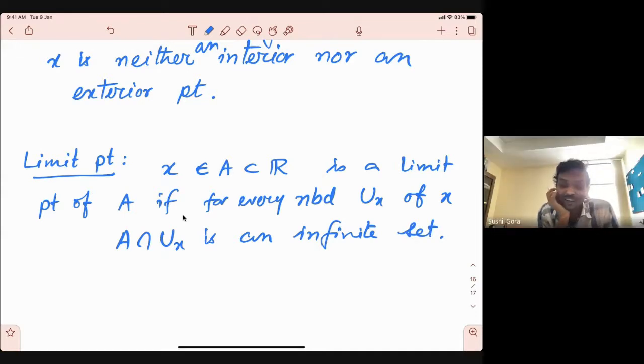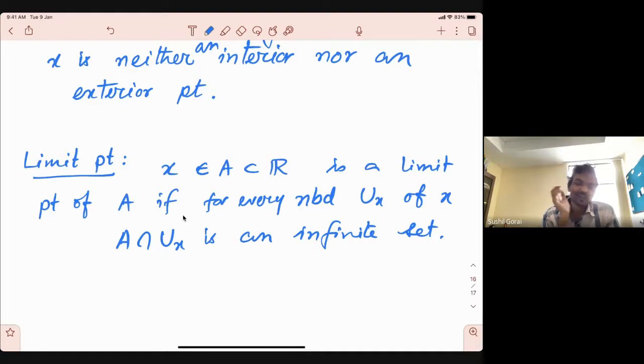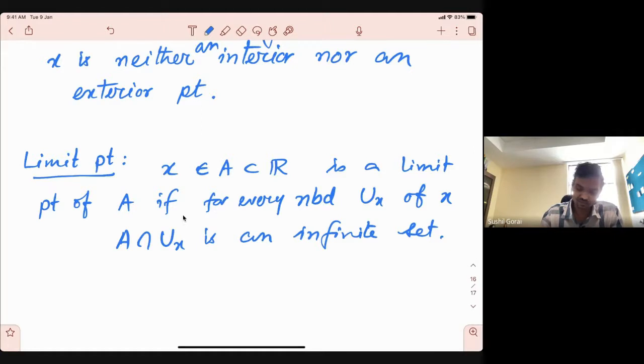Right. So how do you get infinitely many points from one point? Because if there are finitely many, then take the distance from x to each of these finite points, take the minimum of all these distances, and take any epsilon less than the minimum. You will get an epsilon ball which does not contain any point of A, a contradiction. Right, that is true. So this definition of limit point in Rn is also true, the same definition.